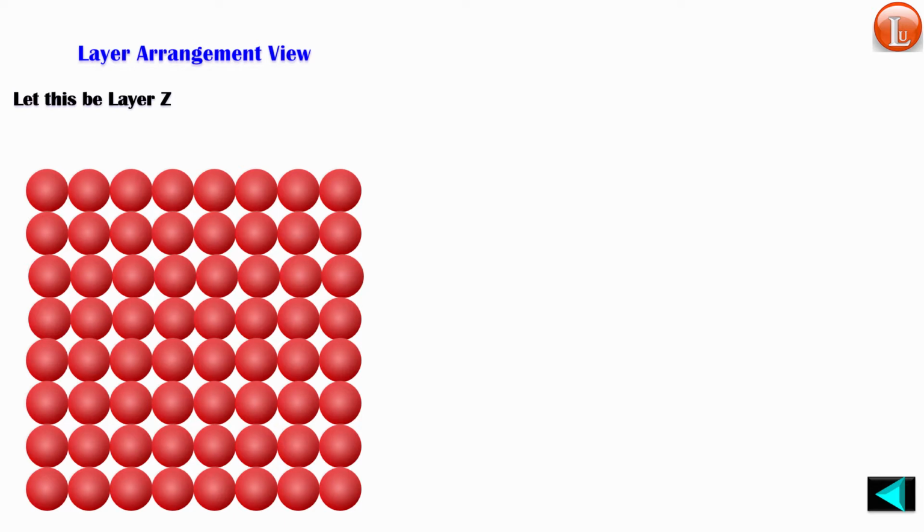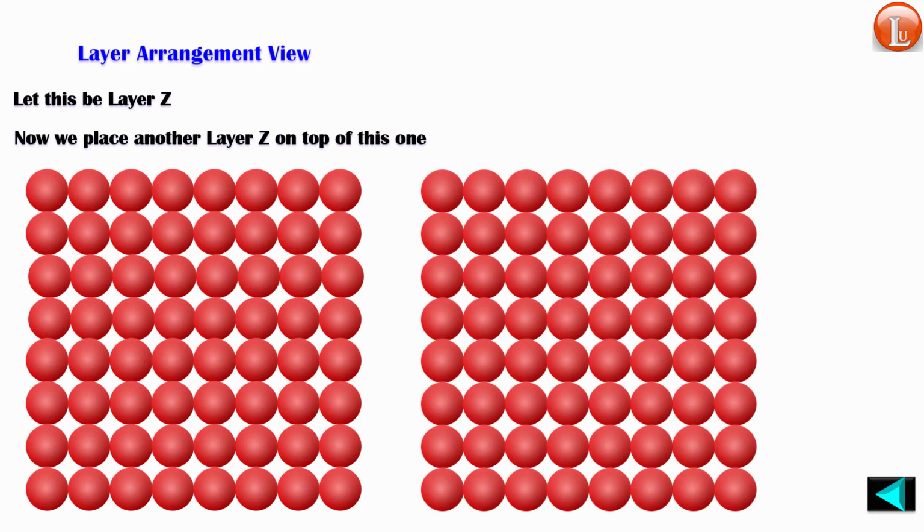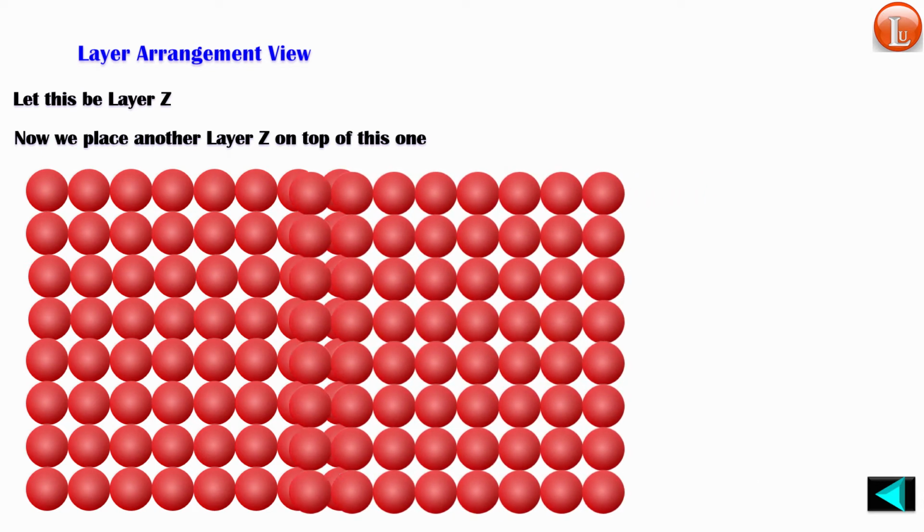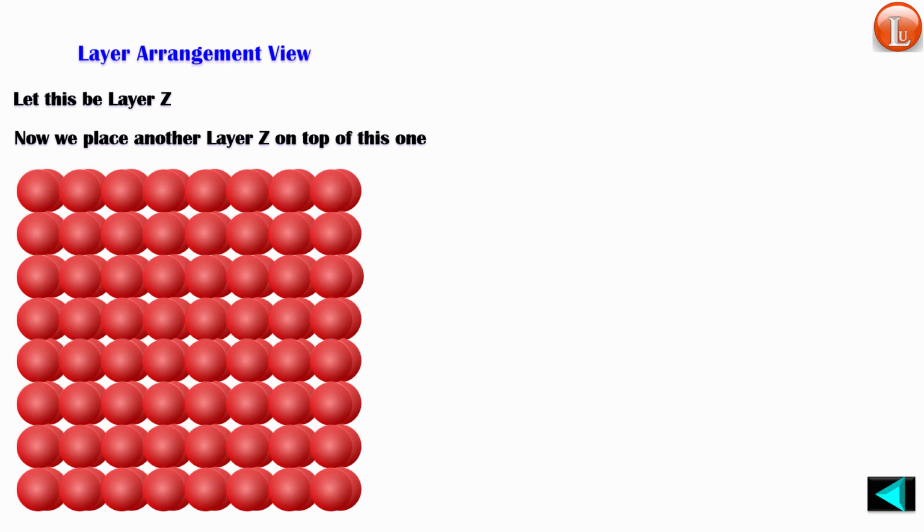Now we are going to create one more layer. We place another layer Z on top of this one. So this is another one, and I'm going to slide it over, and it is placed right on top. Right now you will not see it exactly superimposing, because I'm showing a little bit of a side view so that you can see the first layer also, but actually the second layer is exactly eclipsing, superimposing the first layer. So this is how a primitive cubic unit cell would look.